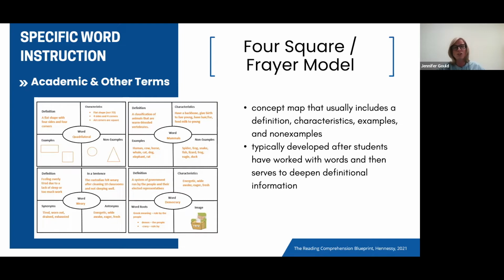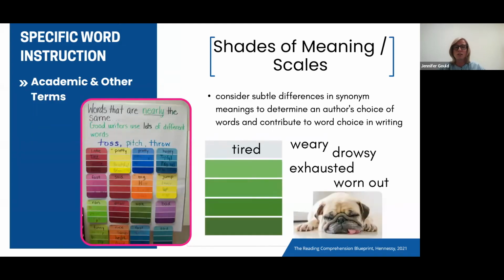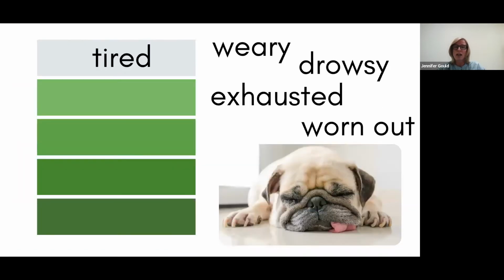And our last strategy for specific word instruction is explicitly teaching shades of meaning or word scales. Word scales help students understand and identify subtle differences in meaning among related words, and is often used to guide students in adding interest to their written expression. So let's look at a word scale for the word tired. Here, we see a set of words that show shades of meaning for feeling tired. So weary, drowsy, exhausted, worn out.